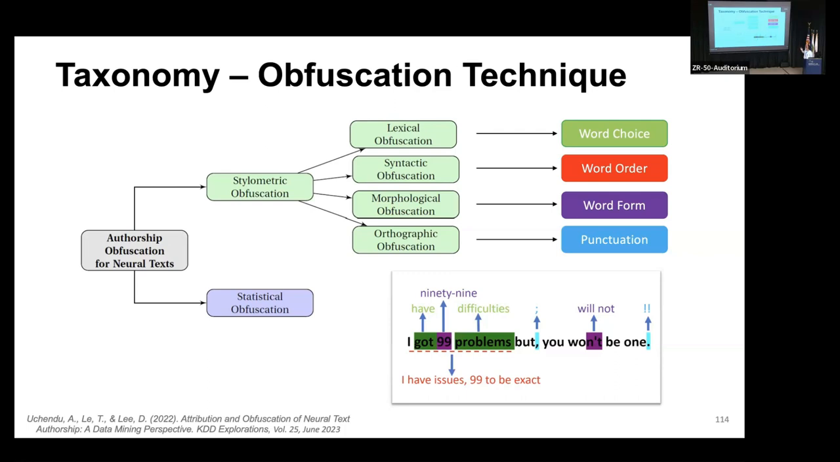The last type of stylometric obfuscation is orthographic. Orthographic deals with punctuation. So sometimes we can change the last dot to double exclamation marks, or change the comma to another symbol, or even remove the punctuation from the text.